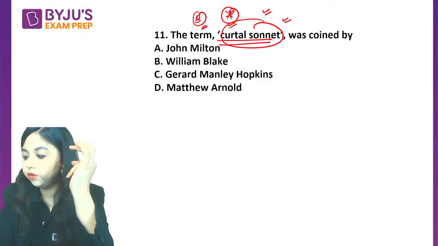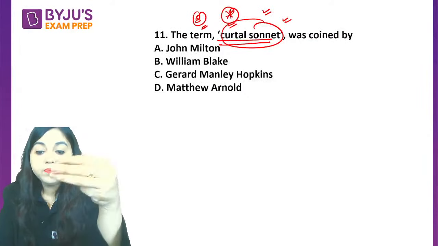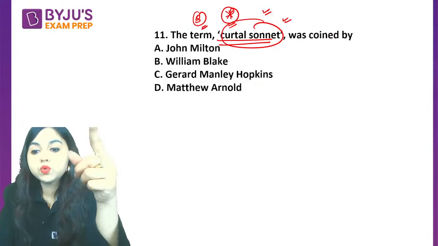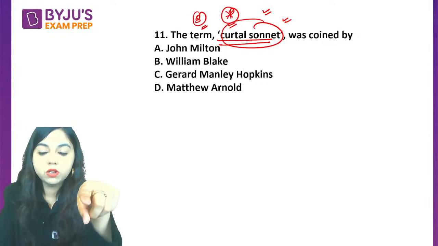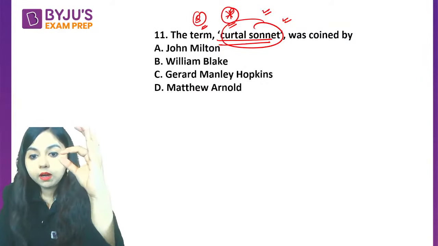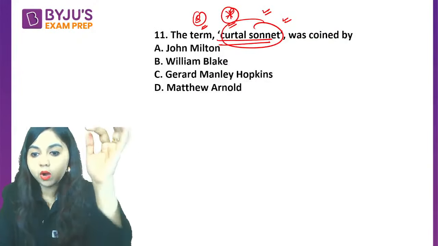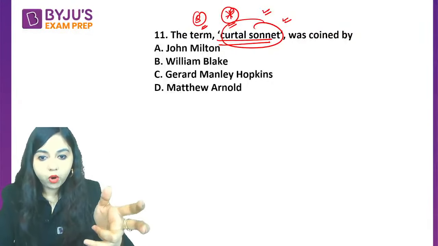Very good. So Curtal Sonnet is actually by J.M. Hopkins, right? It's used in three of his poems also. It specifically refers to an 11-line sonnet form. ABC, ABC. This is also how you can remember it. So Curtal Sonnet is again by Hopkins.